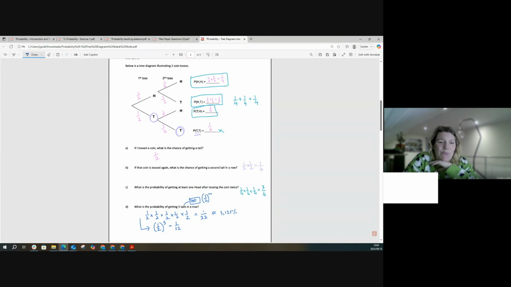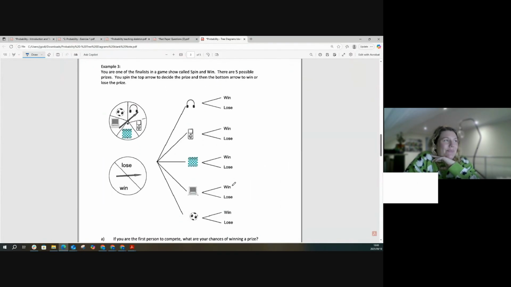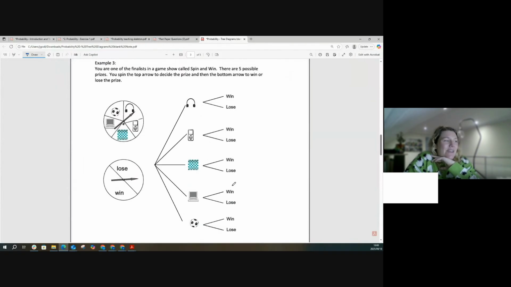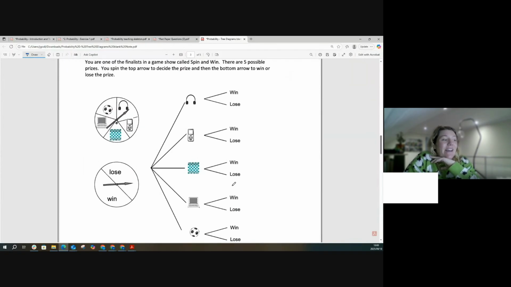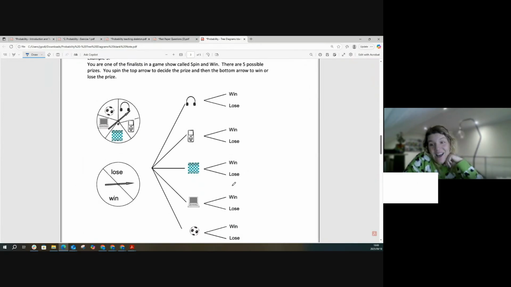Okay, cool. Next one, slightly different. You are one of the finalists in a game show called Spin and Win. There are 5 possible prizes. You spin the top arrow to decide the prize. So whatever it lands on, that's the prize. And then the bottom arrow to either win or lose the prize.